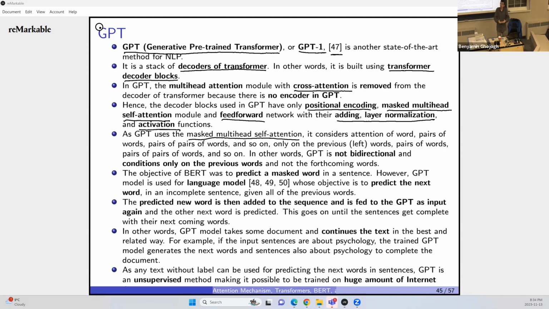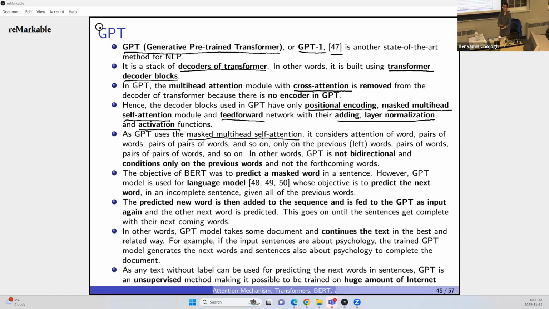So that's why it generates word by word, one by one. Assume it wants to write some text for you. It makes the first word, then given the first word, it makes the second word, then given the first and second word, it makes the third word, and continues the text. That's why ChatGPT works like this. ChatGPT is a GPT model, right? As you see, it generates words one by one.